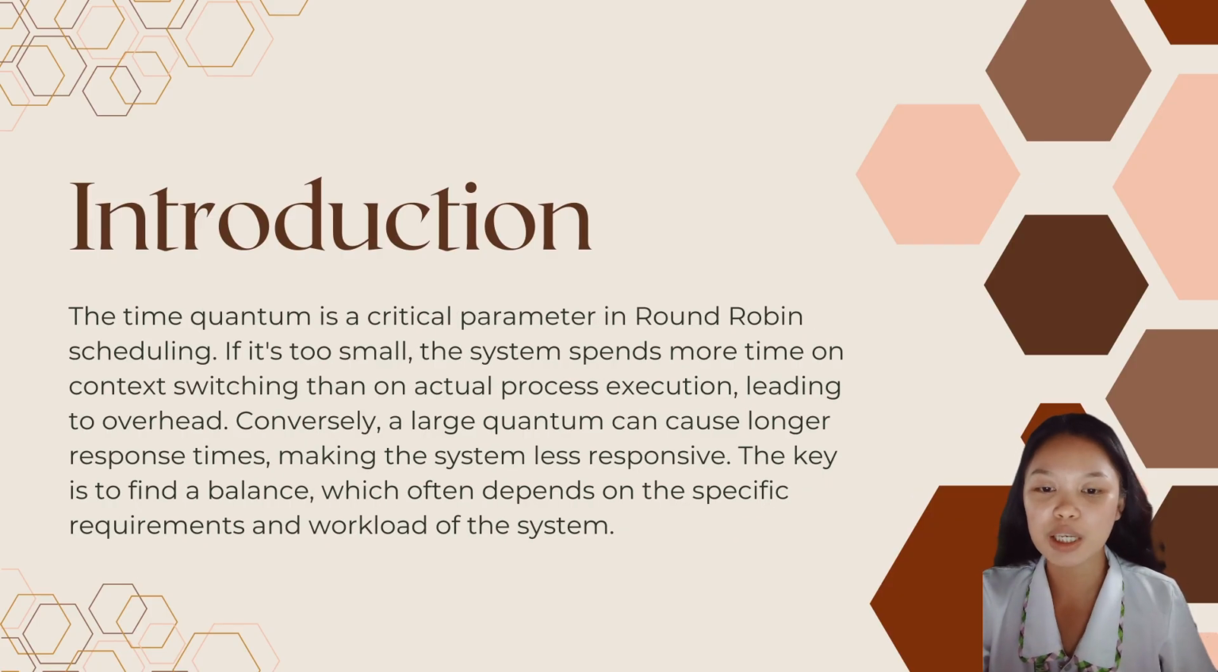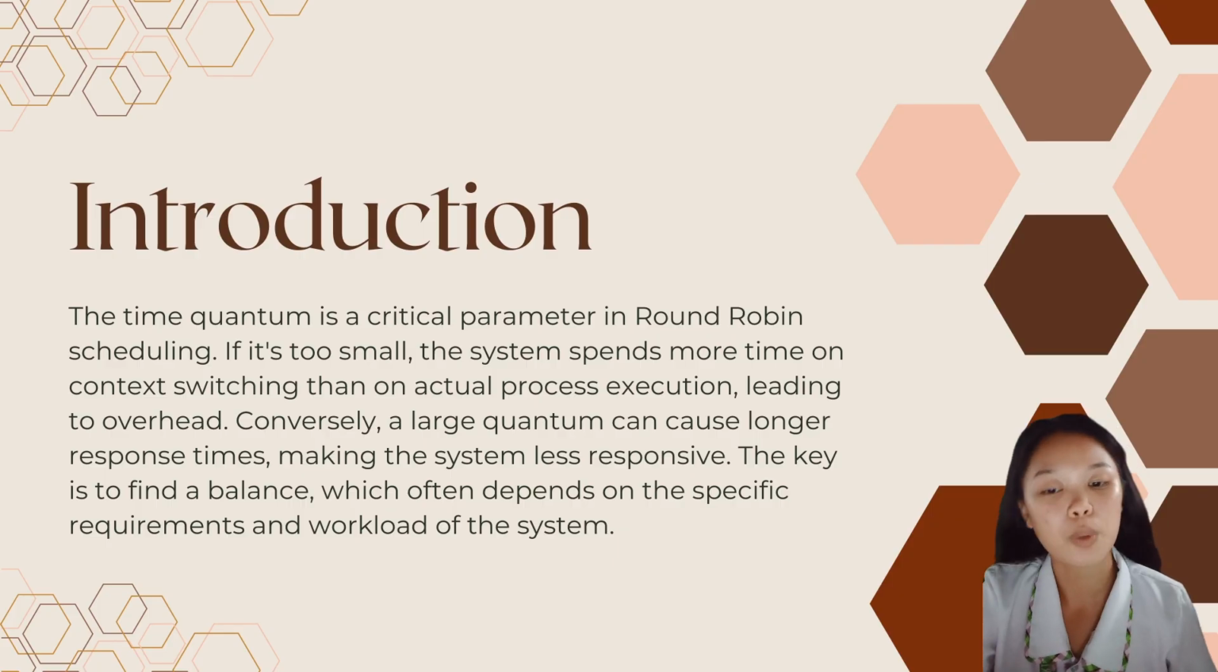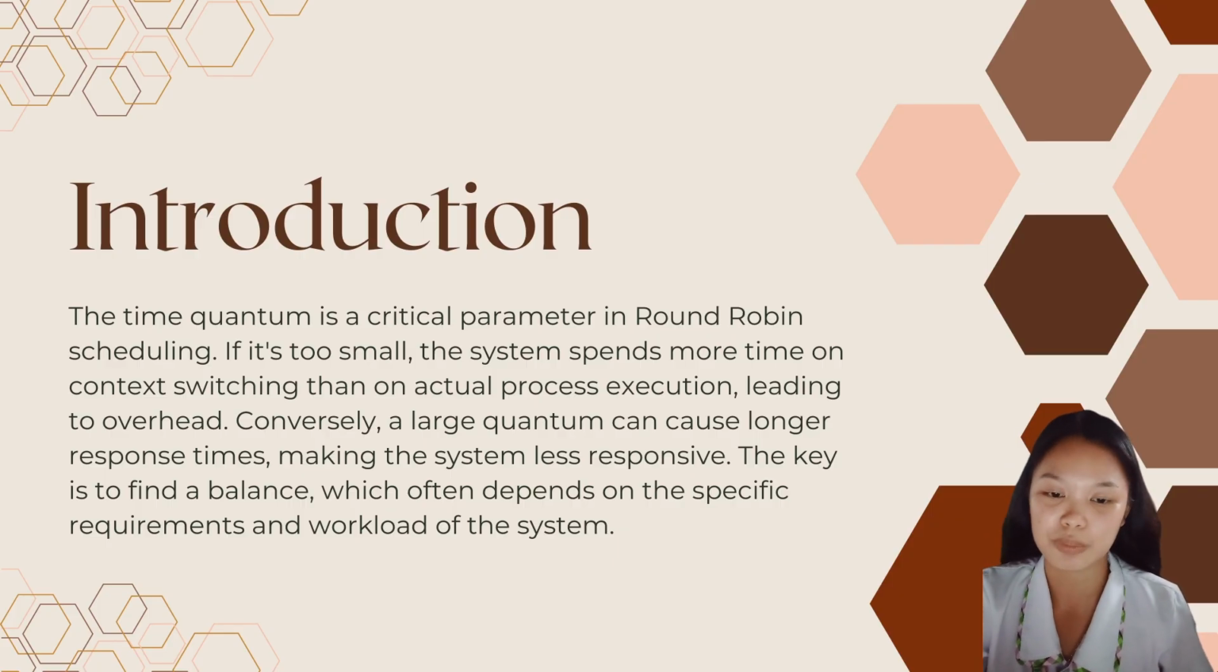The time quantum is a critical parameter in round robin scheduling because if it is too small, the system spends more time on context switching than on actual process execution, leading to overhead. Conversely, a large quantum can cause longer response times, making the system less responsive. The key is to find a balance, which often depends on the specific requirements and workload of the system.